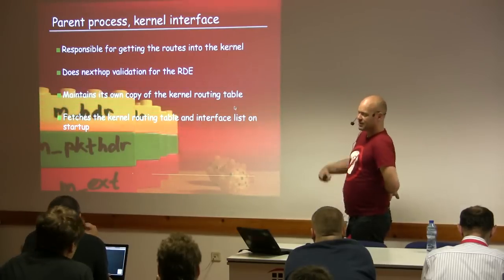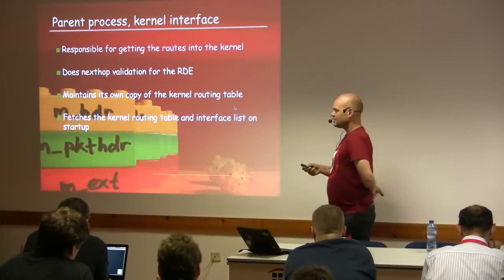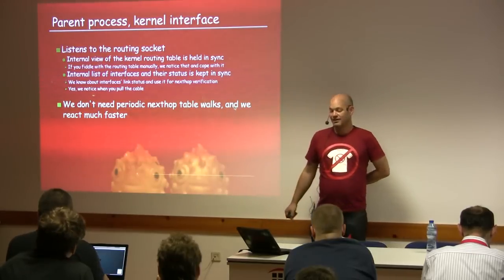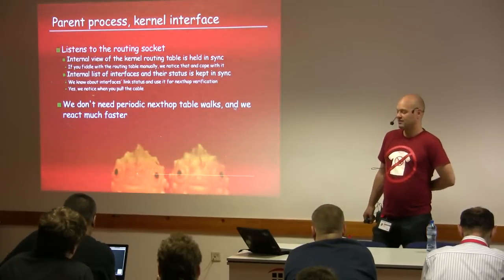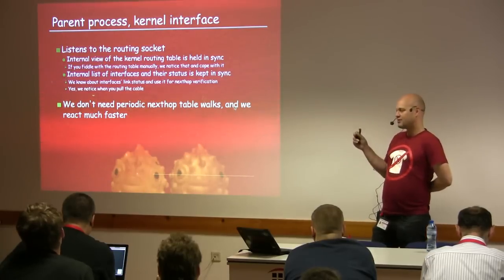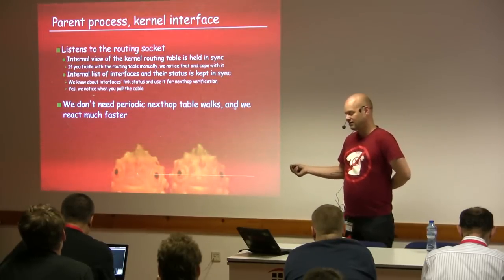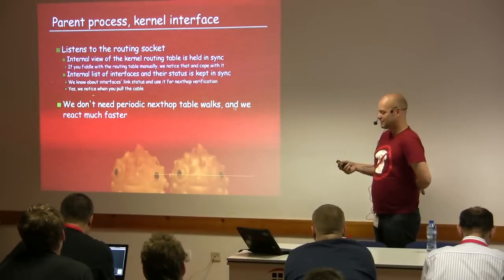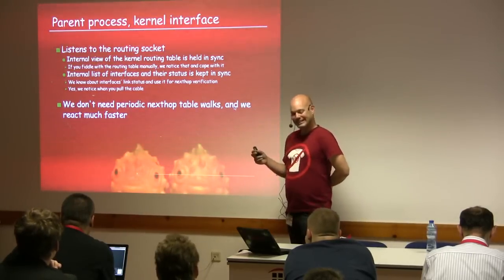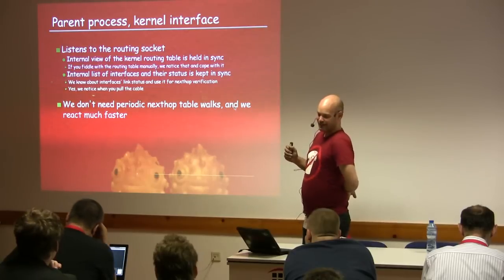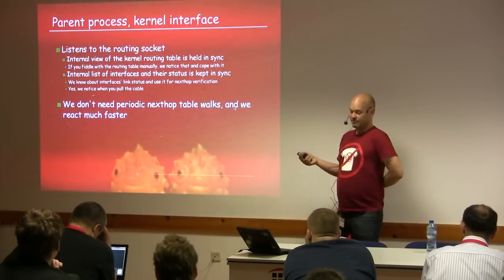So to do that, it fetches the entire kernel routing table on startup and the interface list as well. And now it obviously has to keep that in sync with the kernel. To do that, it listens to the routing socket. Whenever a route is changed, or you want to change a route from userland, you send a message down the routing socket to the kernel, and the kernel will relay that message to all listeners on the routing socket. So as long as you see all the messages and don't miss one, which actually is possible, you can keep your internal copy in sync. And well, that's exactly how we do that.